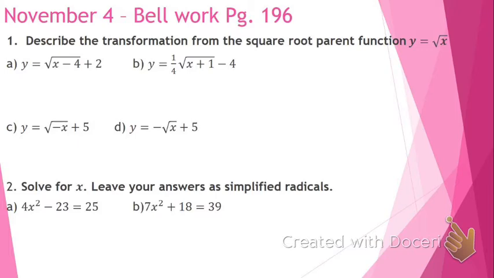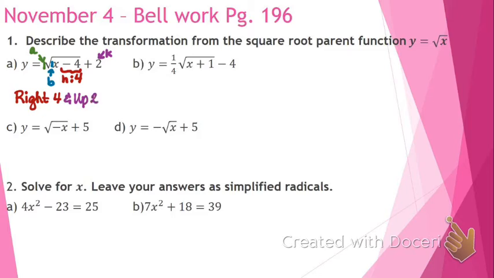On part A, our H value is right here. Don't forget H is the opposite. H is 4. Our K value is over here. A is right here. That's just a 1. And our B value is right next to the X. That is also a 1. So the only things affecting our transformation are H and K. This one is going to go right 4 and up 2.